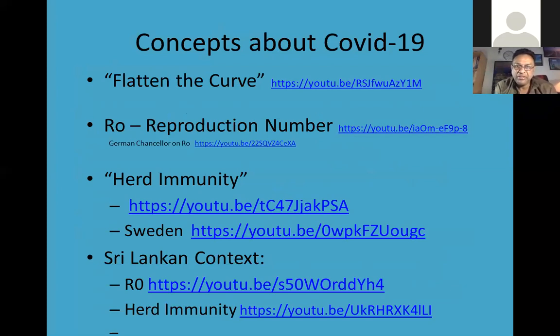Okay, that is very important. Some countries, for example Germany, use R naught as the main way of managing COVID-19. Anybody else?